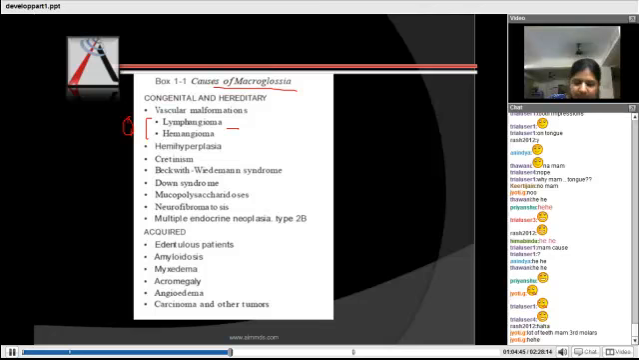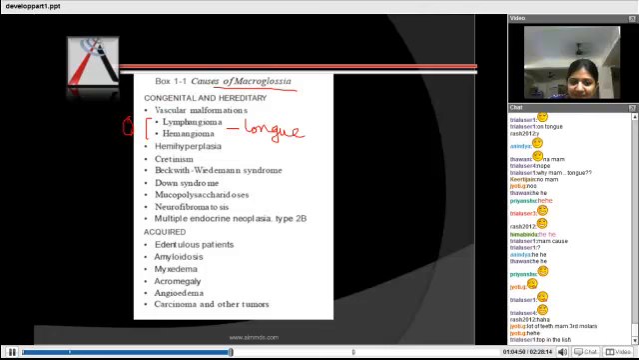When this condition is found, it most commonly affects the tongue. So the tongue is the commonest site for lymphangioma and hemangioma. So it's a very important MCQ. These vascular malformations are the most common cause of macroglossia. Cretinism, then Beckwith-Wiedemann syndrome, very important MCQ and a common finding of macroglossia.